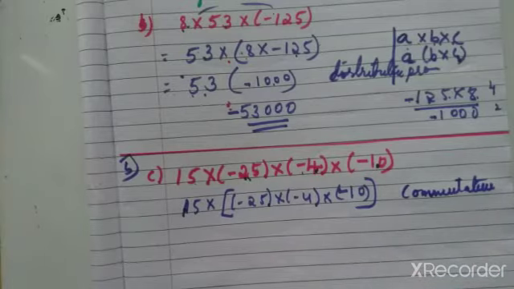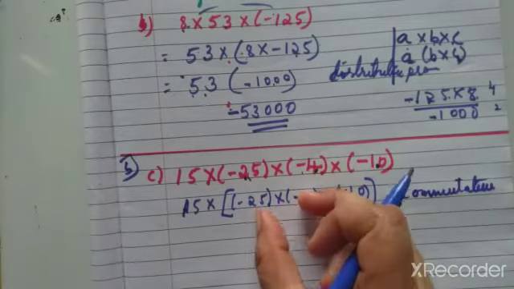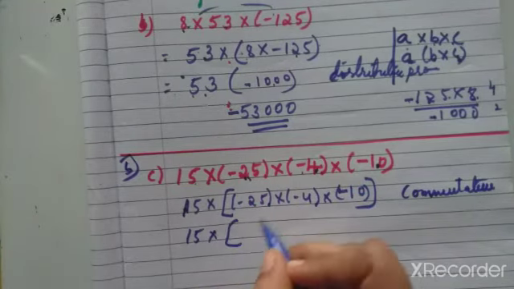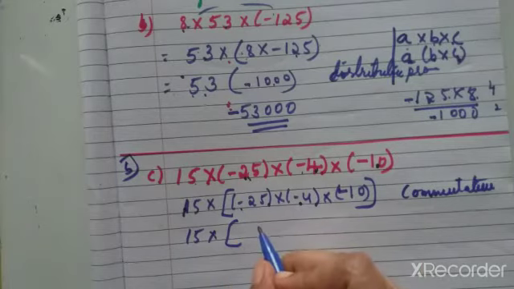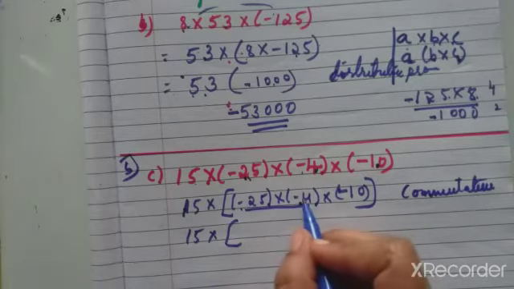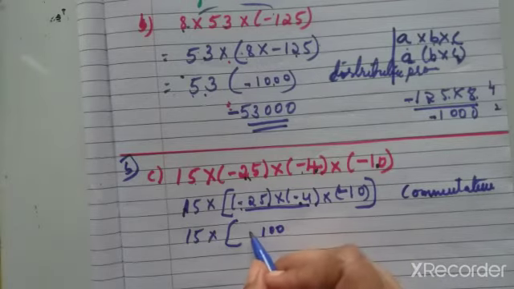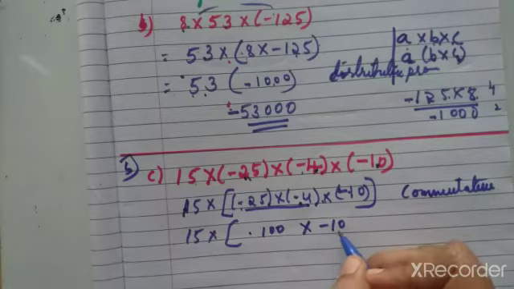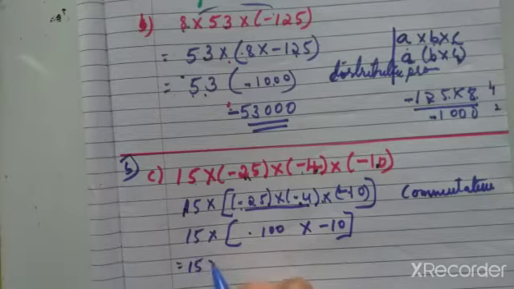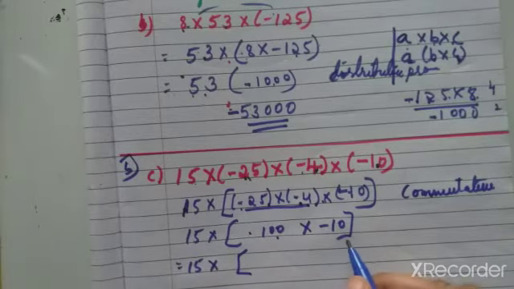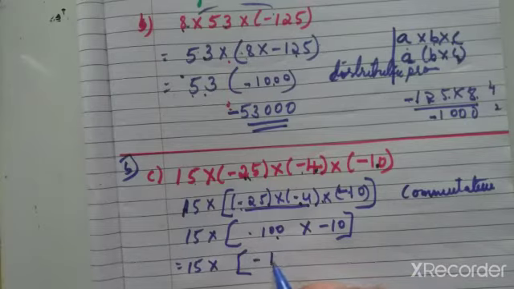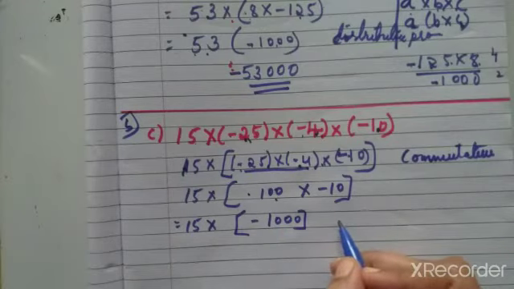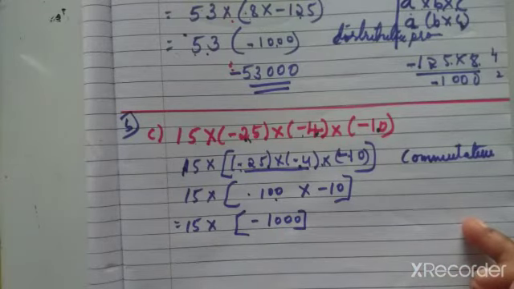Commutative property is reversing numbers, but many numbers are there. First we have to simplify, then check whether it looks like the commutative property. Now 15 into minus 25 into 4. First simplify this: 25 4s are 100. Minus into minus is plus, no need to write the symbol. And into minus 10. Again 15 into 100 into minus 10 is minus 1000. So 15 into minus 1000 we can make minus 1000 into 15. So it is the commutative property.